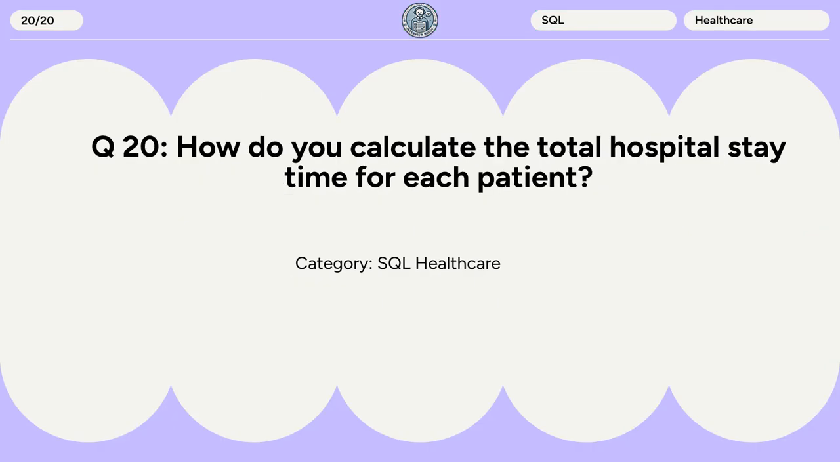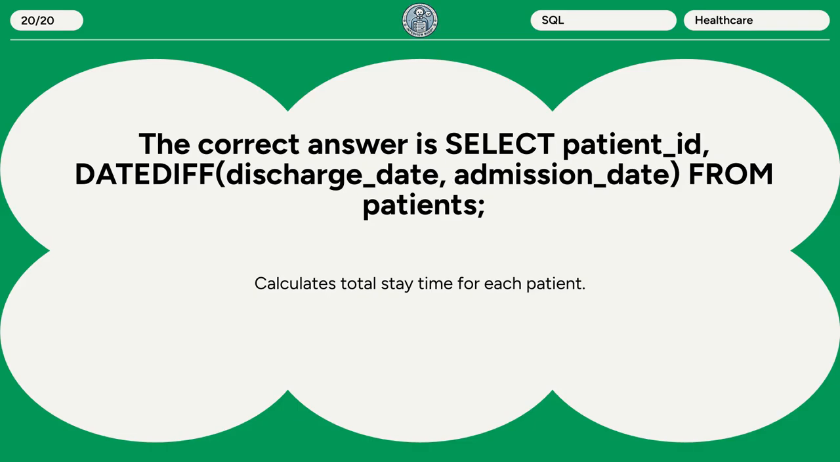Question 20. How do you calculate the total hospital stay time for each patient? The correct answer is: SELECT patient_id, DATEDIFF(discharge_date, admission_date) FROM patients. Calculates total stay time for each patient.